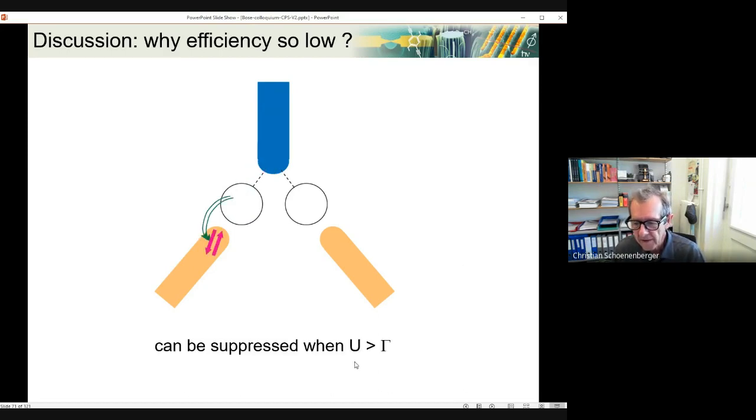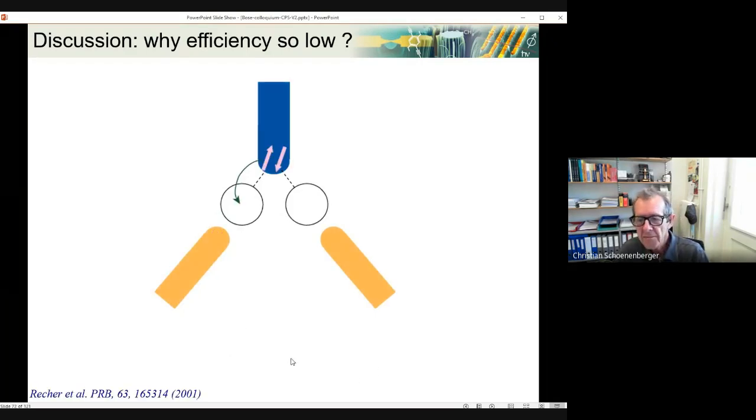So it's suppressed if the charging energy on the dot is sufficiently large. Gamma is the tunnel coupling to the superconductor, which has to do with the lifetime of the states. If this U is large enough, then this will be really strongly suppressed. But you see, this can also happen: an electron tunnels, but the other electron stays on the superconductor. It's a quasi-particle. It's a forbidden state, but not for too long.